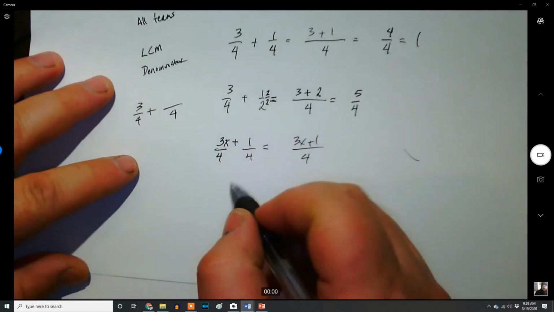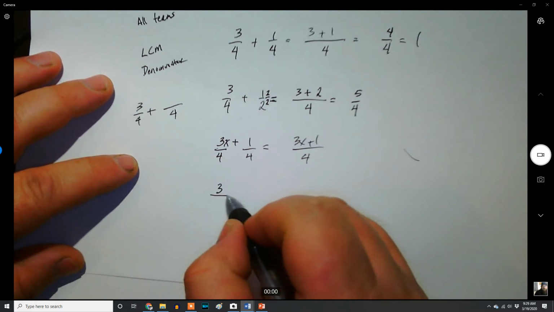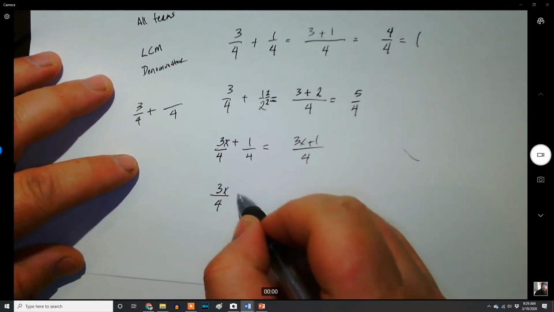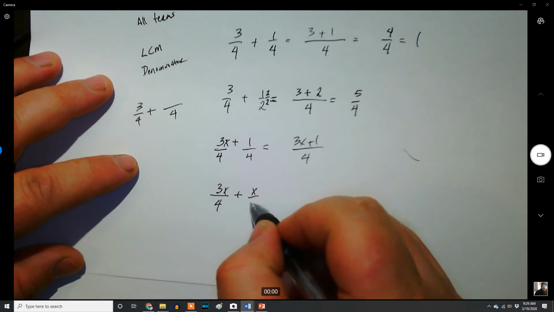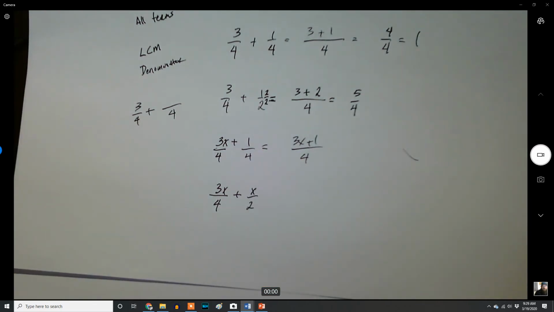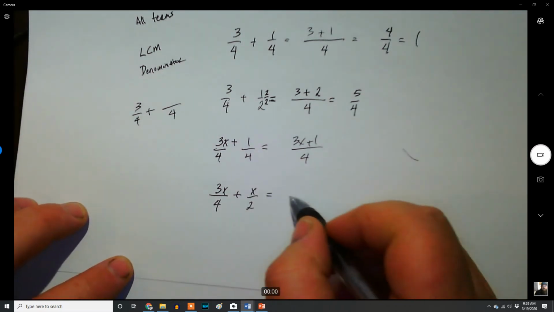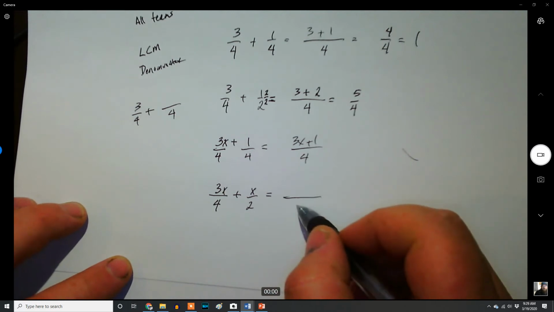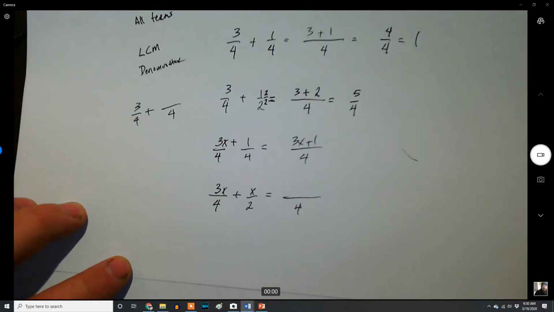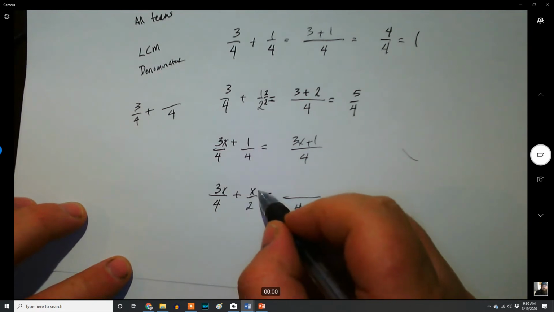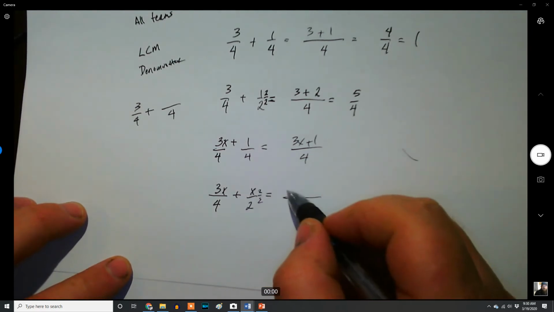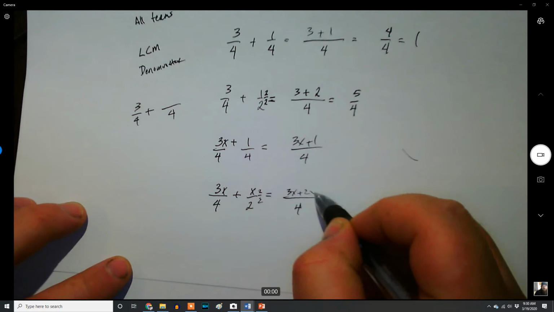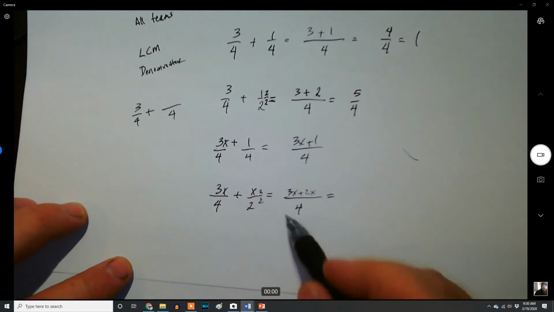But let's talk about something like this. Let's say it's 3x/4 plus x/2. Now, we need a common denominator, and we know that denominator is going to be 4, just like from before, right? In order to make that 4, we have to multiply this by 2/2. So what we end up with is 3x plus 2x. And it's better to write it this way.